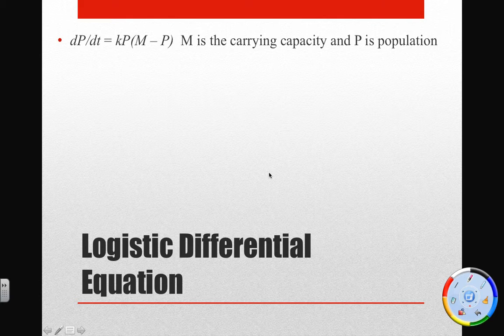So here's what we start with. The rate at which the population changes with respect to time. By the way, that's what that means. dP/dt is the rate at which population changes with respect to time, and it is equal to k times P times the quantity M minus P, where M is my carrying capacity and P is my population, the current population or whatever population we're dealing with at the time.